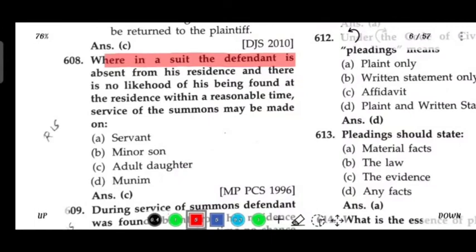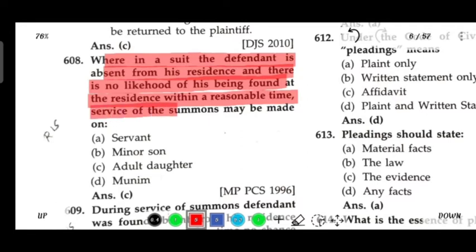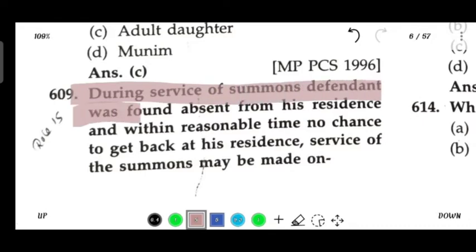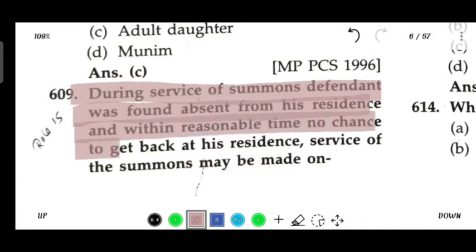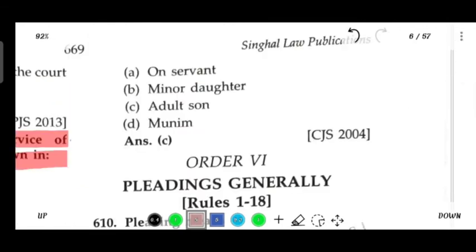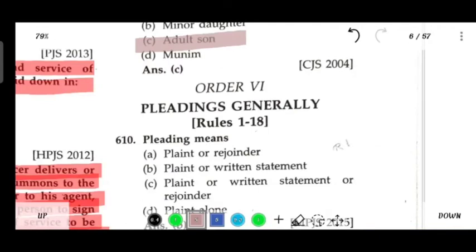Where in the suit the defendant is absent from the residence and there is no likelihood of his being found at the residence within a reasonable time, the service of summons may be made on an adult daughter. During the service of summons, the defendant was found absent from the residence and within a reasonable time there is no chance of his getting back to his residence. The service of summons may be made on an adult son.